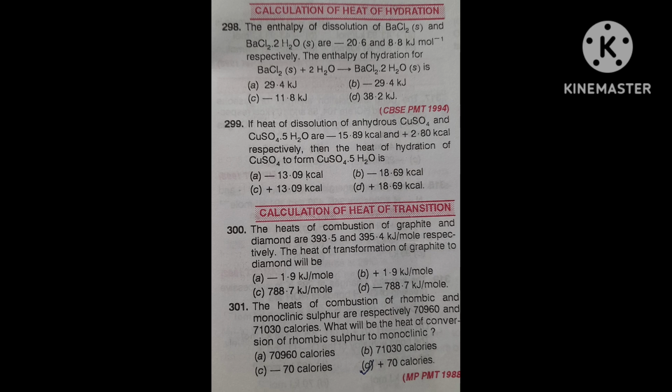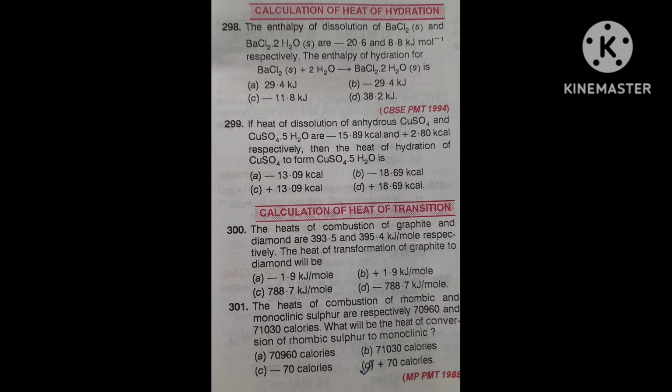Same way as I discussed in the earlier question. That means second value minus first value, or actually equation 1 minus equation 2. Okay, what I discussed, the same way. It means you have to write the heat of combustion. You write sulfur rhombic plus O2, its value is given. And again sulfur monoclinic plus O2, its value is given.